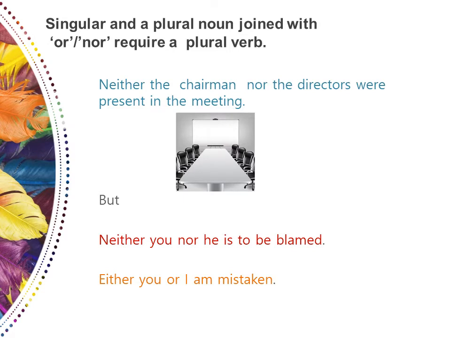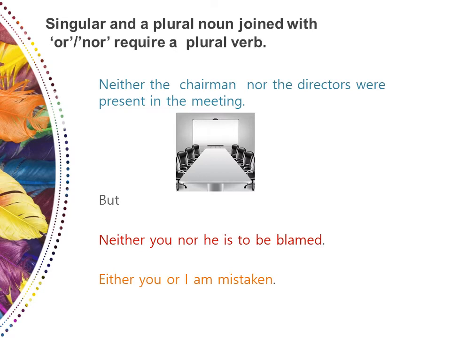Next, let's consider a singular and a plural noun joined with or or nor. They will require a plural verb. Neither the chairman nor the directors were present in the meeting. In this particular sentence, the verb is given as were, and the closest subject to the verb is directors. Since directors is a plural noun, we have to use the plural form of the verb, which is were.